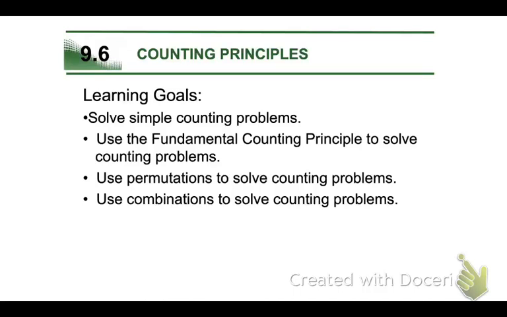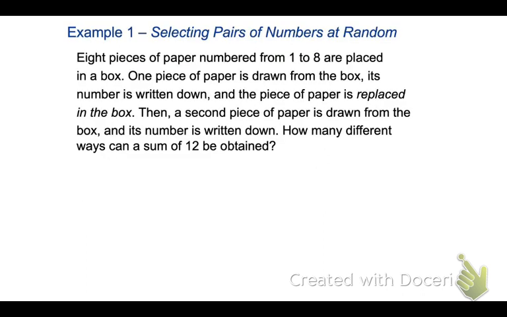9.6 counting principles. So we're going to be counting the ways we can do things, so then we can find the probability of how to do things. So 8 pieces of paper are numbered 1 through 8 and placed in a box.